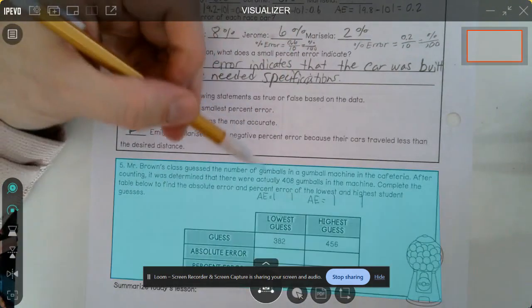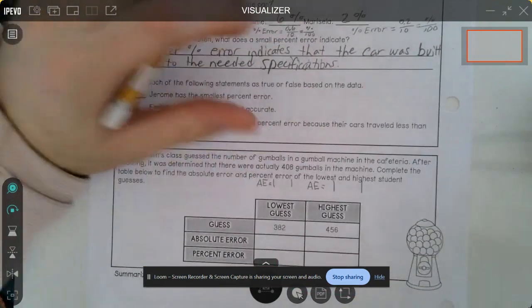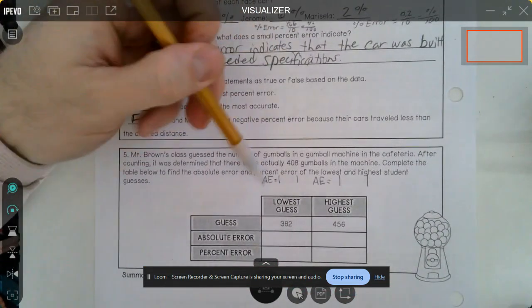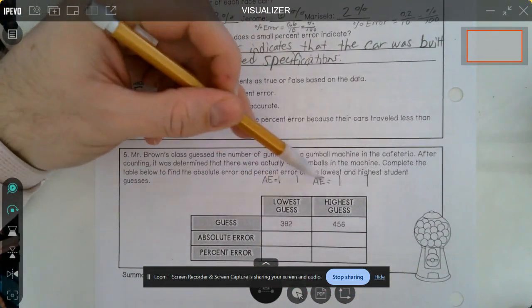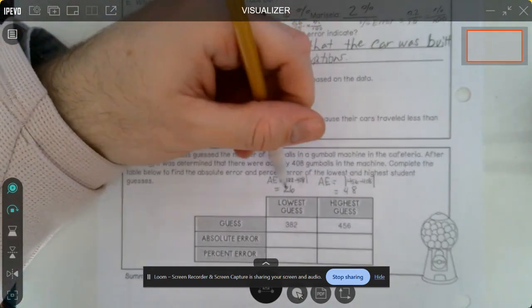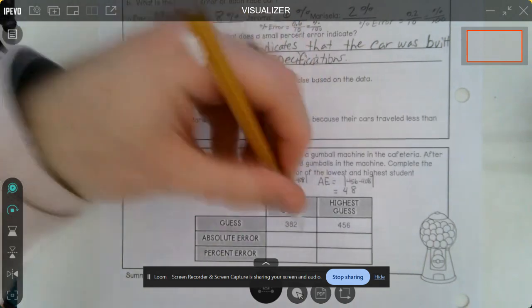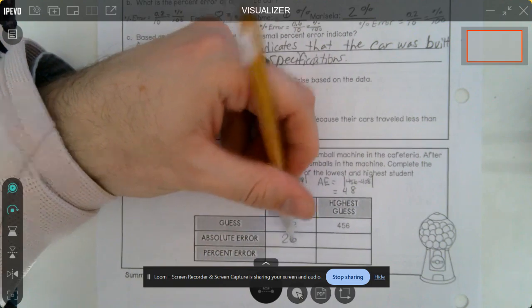All right, so we have an actual amount of gumballs of 408. We had a lowest guess and a highest guess from students. We need to find the absolute error and the percent error. Go ahead and find the absolute error for the lowest guess and the absolute error for the highest guess. Look at my work. You got an absolute error of 26 for the lowest guess and an absolute error of 48 for the highest guess. So we're going to put that in our box here.